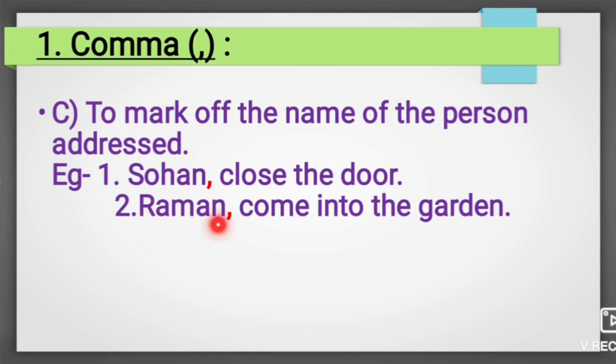Number 2, Raman, come into the garden. So over here again we are using a comma after this person's name, that is Raman. Why? So that we can mark off the name of this person, Raman, come into the garden. Means here we are addressing Raman to come into the garden, and in the previous sentence we are addressing Sohan to close the door.